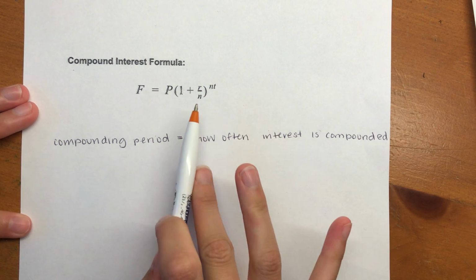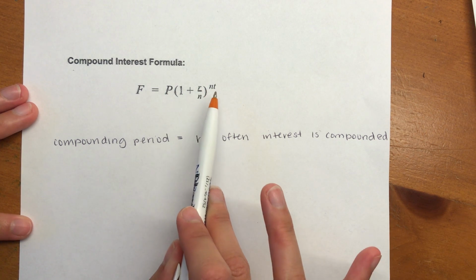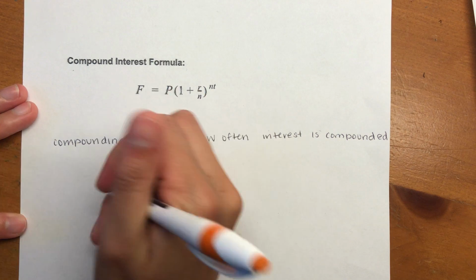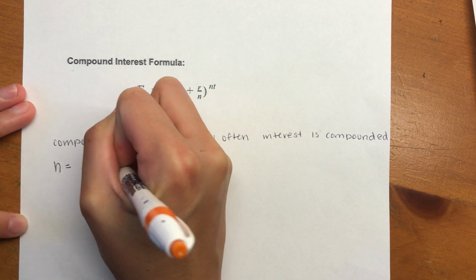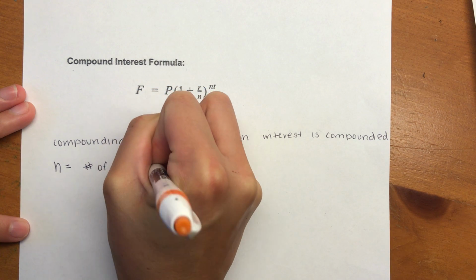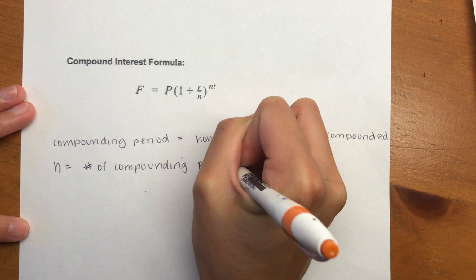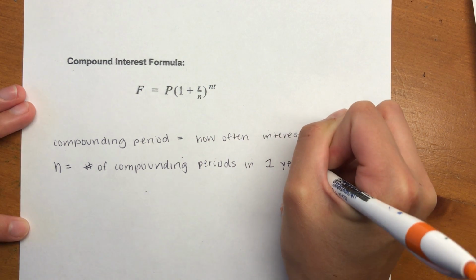So we have this n value now. We've seen F, we've seen P, we've seen R, we've seen T, right? So the new variable is N. N is going to be the number of compounding periods in a year. And we'll go over some examples so you can see what that means. And this is only in 1 year.